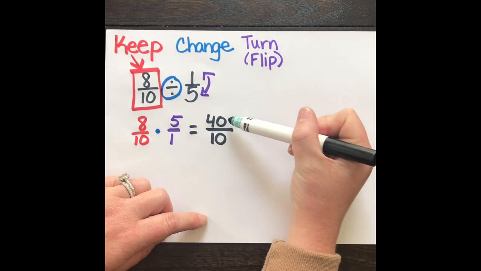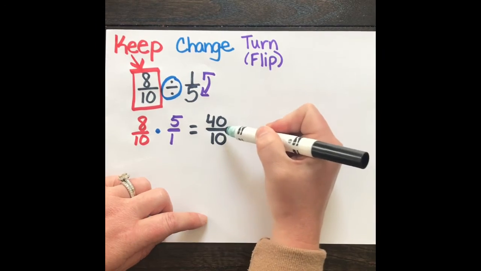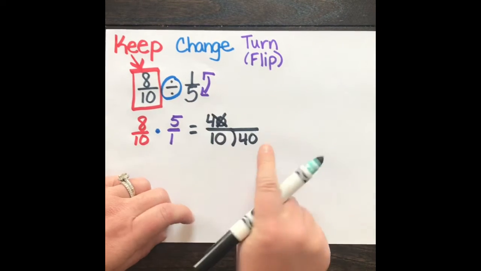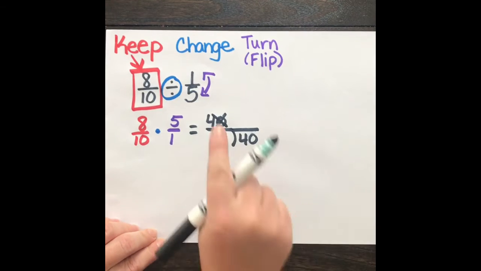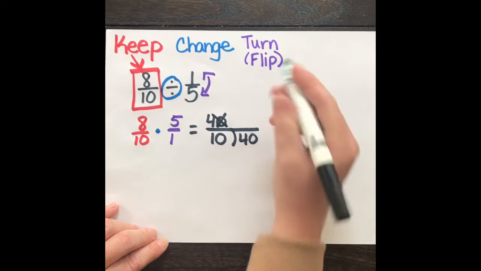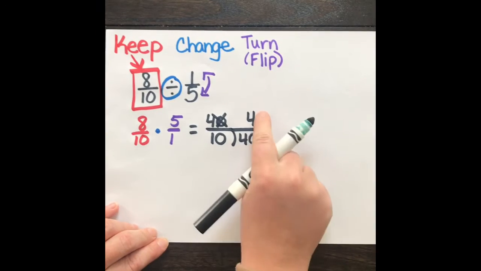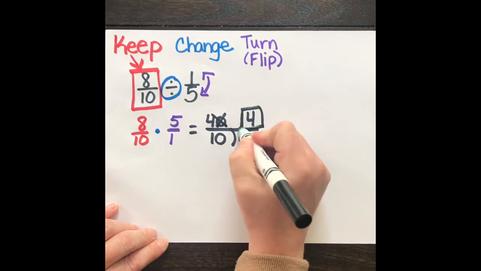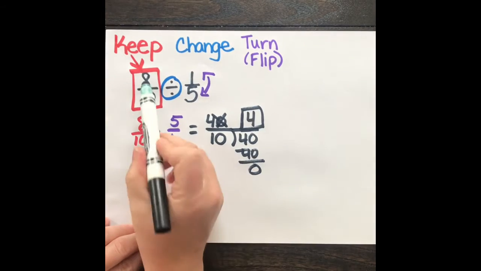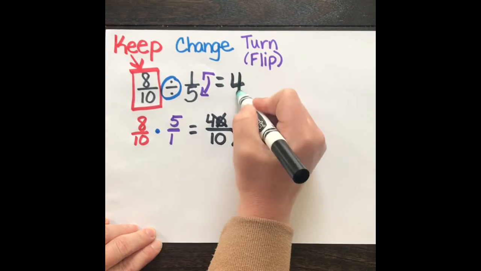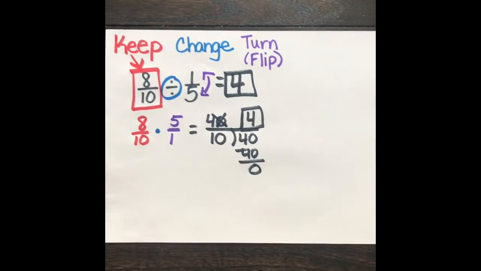So 40/10, I'm going to do 40 divided by 10. So my numerator divided by my denominator. 10 goes into 40 4 times. 4 times 10 is 40. Subtract. Your quotient is 4. So 8/10 divided by 1/5 equals 4. Let's try another problem.